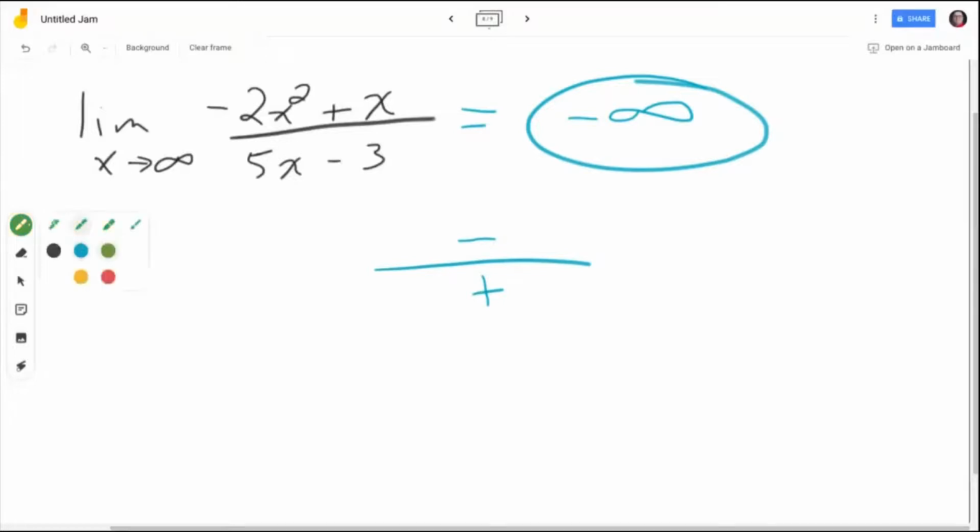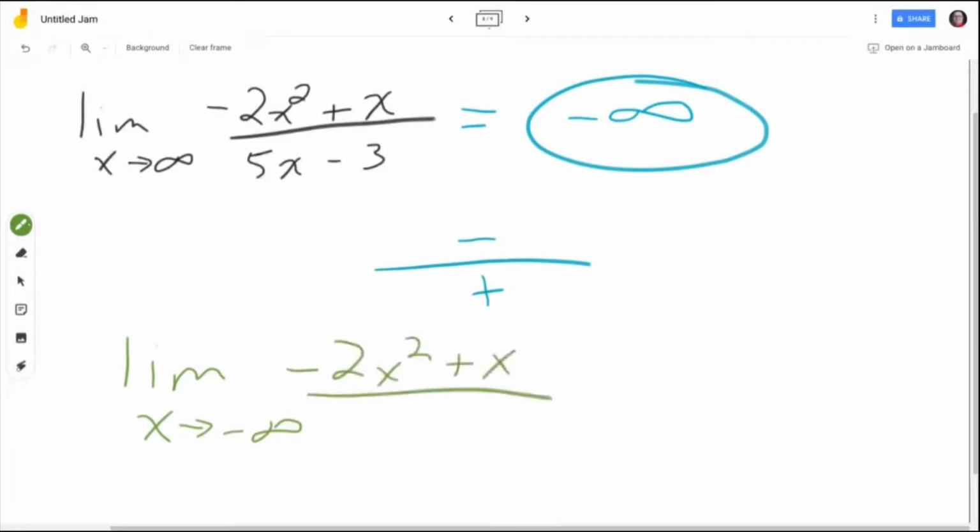Interesting though. As an offshoot, what if this was set into negative infinity? Same function. Well, let's think about it. So we got the highest degree in the numerator, so we need to determine what's going to happen. It's going to head towards positive or negative infinity.